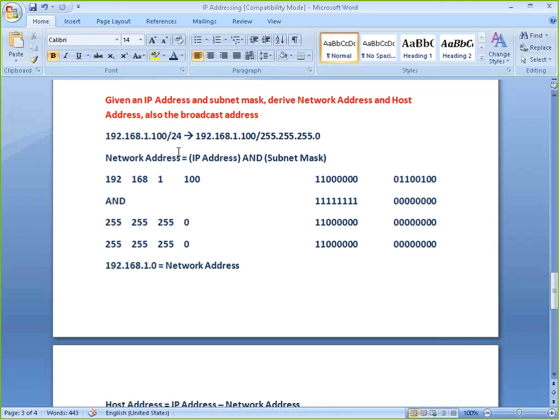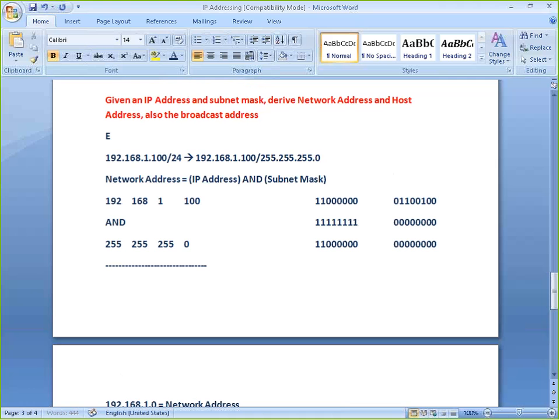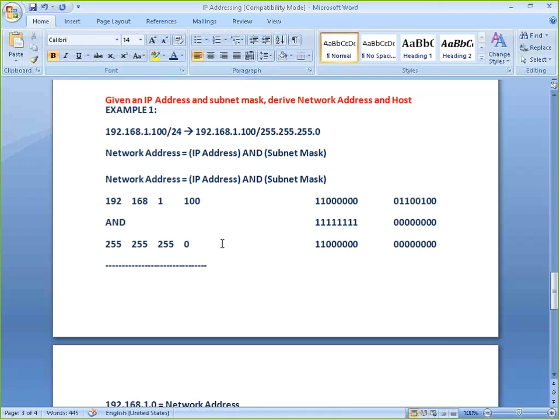Okay, so that was example 1. Okay, let's get on to example number 2.